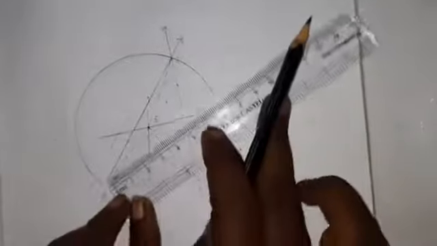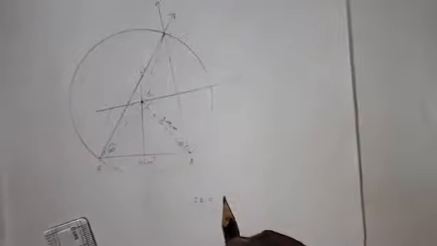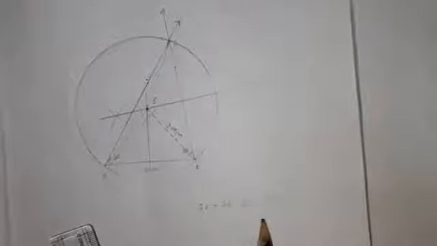Measure the radius and write it. The radius you are getting is 3.9. This side also 3.9. Then SC also 3.9. For any one side, you write it as 3.9 centimeter. After drawing the circle diagram, here you should write SA is equal to SB is equal to SC is equal to 3.9 centimeter. This is the circumradius.